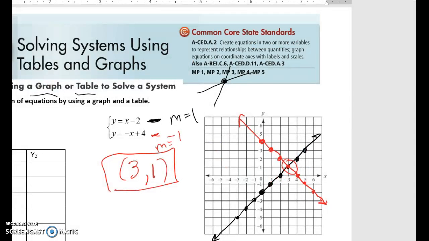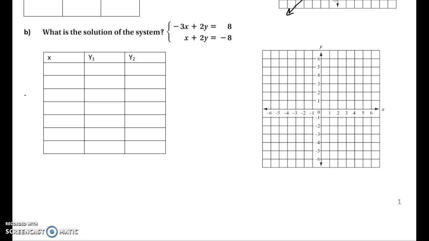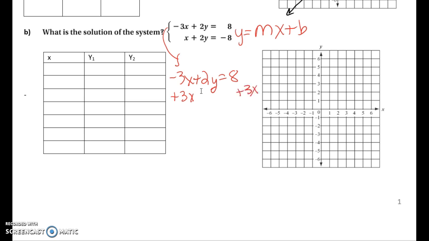Let's try another one. Now in part B, we have two equations, but unfortunately they're not in mx plus b form. So what we want to do is change both of them into this form so it's easier for us to graph. So the first one, I need to add, let me write it down first. We want to get y by itself, so we need to move the x term away. So I'm going to add it to the other side, and I like to keep it in front of the 8.